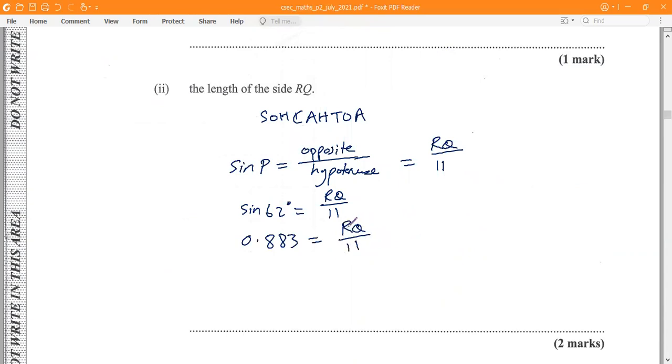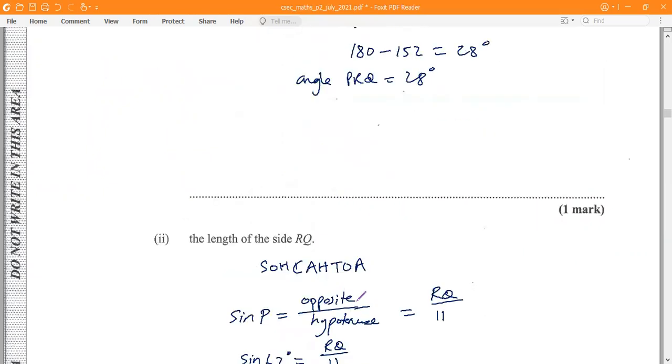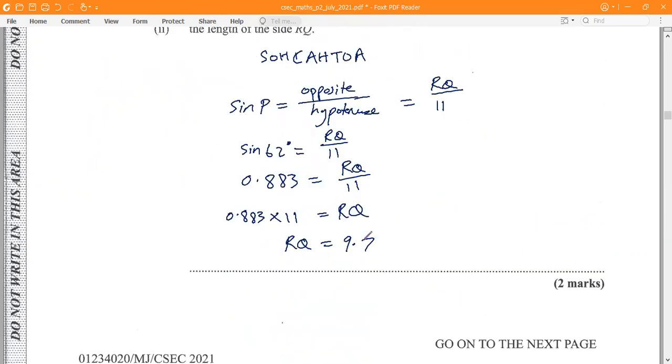And we want to solve this equation. We multiply both sides by 11. 0.883 times 11, and we get RQ is equal to 9.7 centimeters to 1 decimal place. So it's approximately equal to 9.7 centimeters.